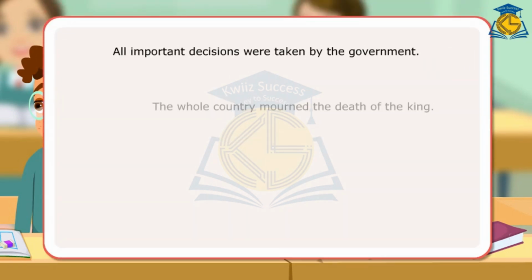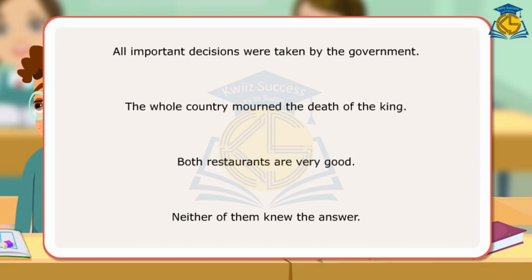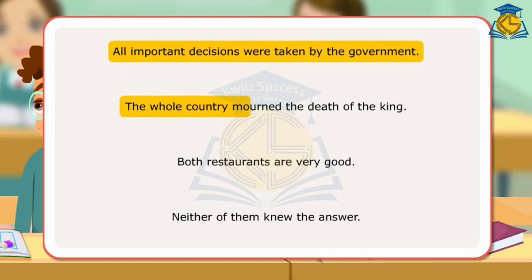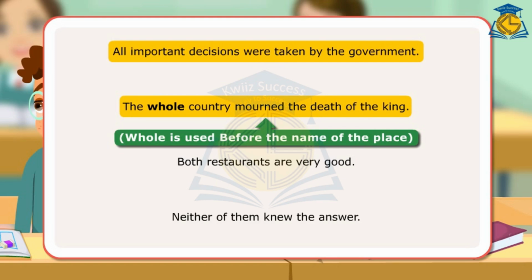Let us look at a few examples. All important decisions were taken by the government. Here, all denotes complete topics discussed. The whole country mourned the death of the king. Whole is used before the name of the place.